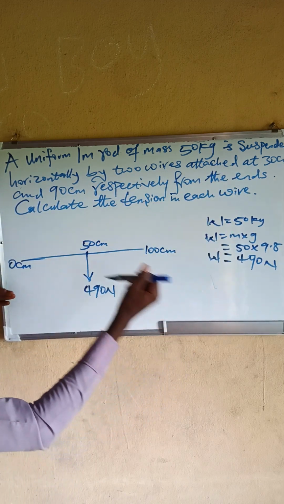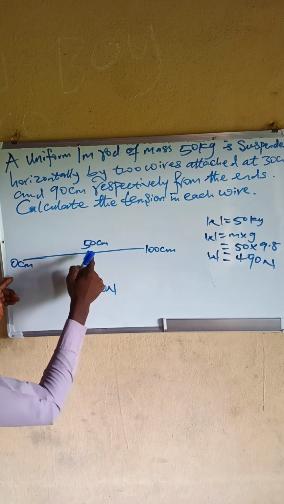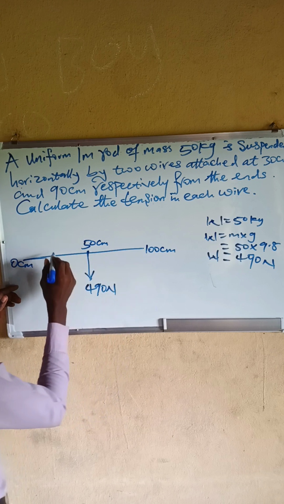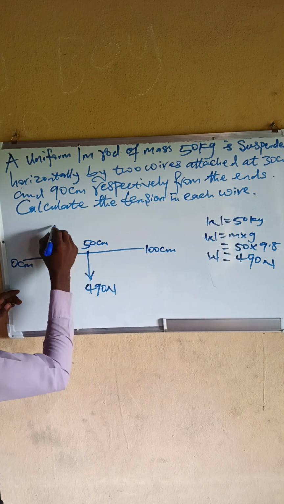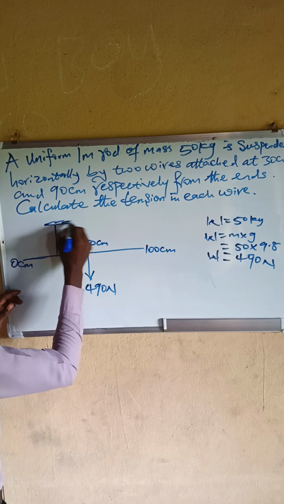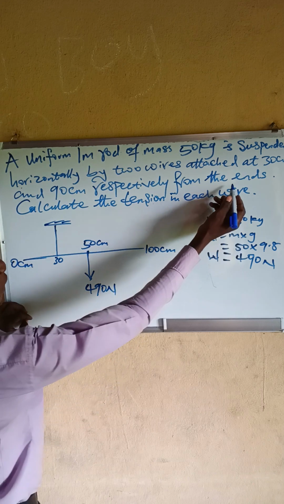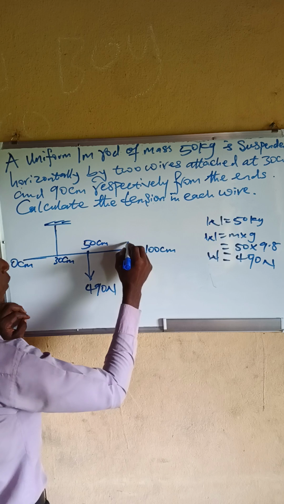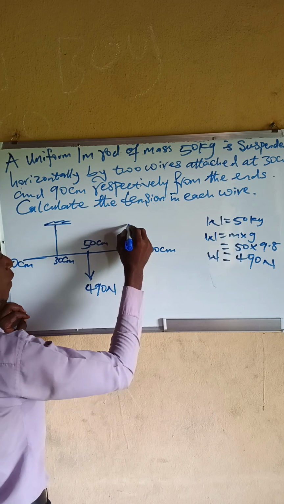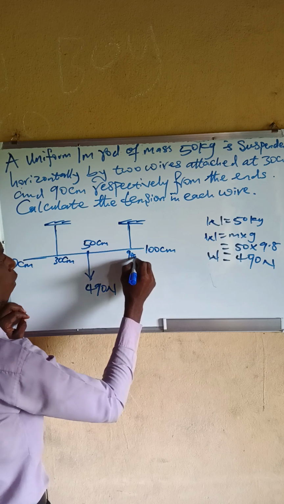Okay. Now it's suspended horizontally by two wires attached. The first wire is attached at 30 cm. From here to here is 50, from here to here is another 50. So 30 cm is somewhere here. Now another one is placed at 90 cm. This is 90 cm here.